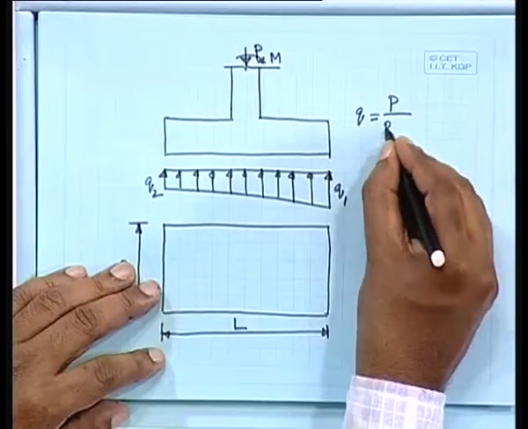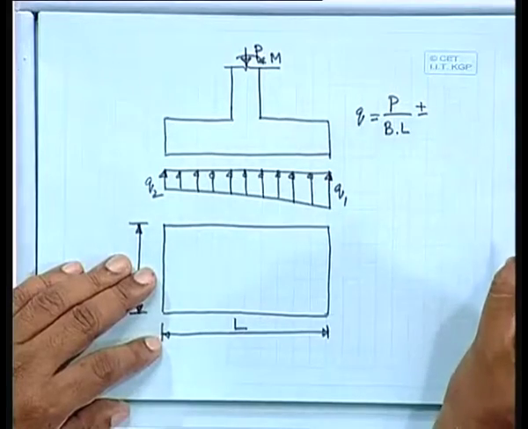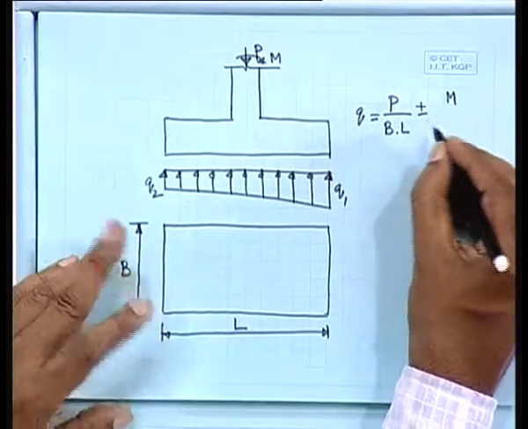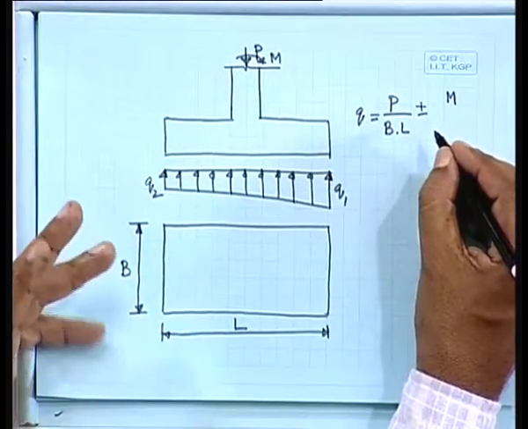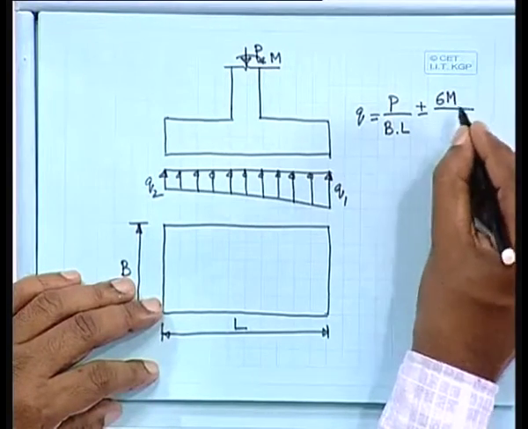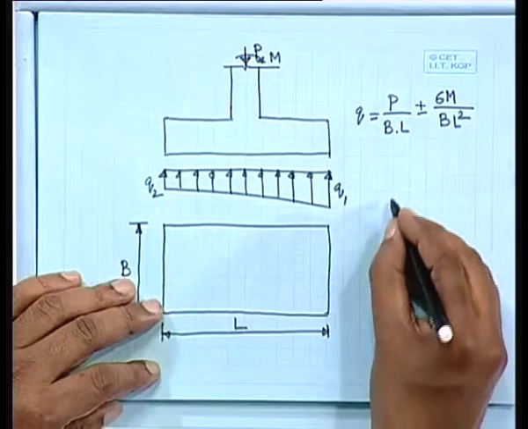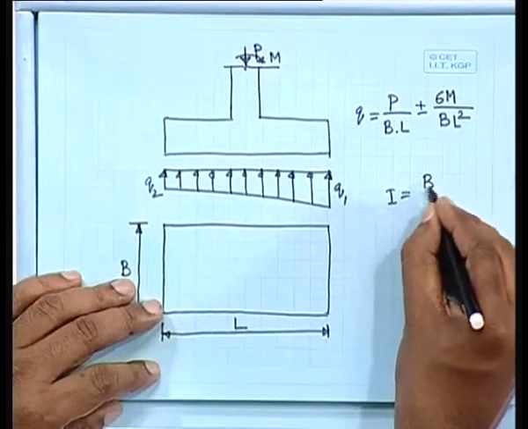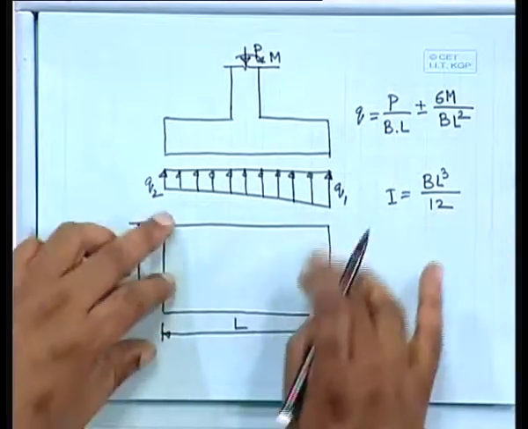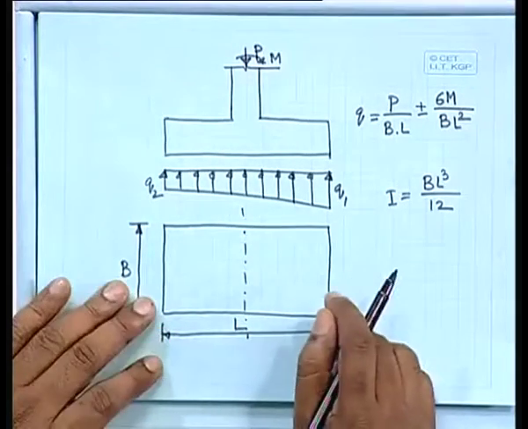P by B into L, and let us say plus minus M by Z. Z is that section modulus I can say. So 6 M by B L square, I equal to B L cube by 12, I of this one with respect to this axis, B L cube by 12.